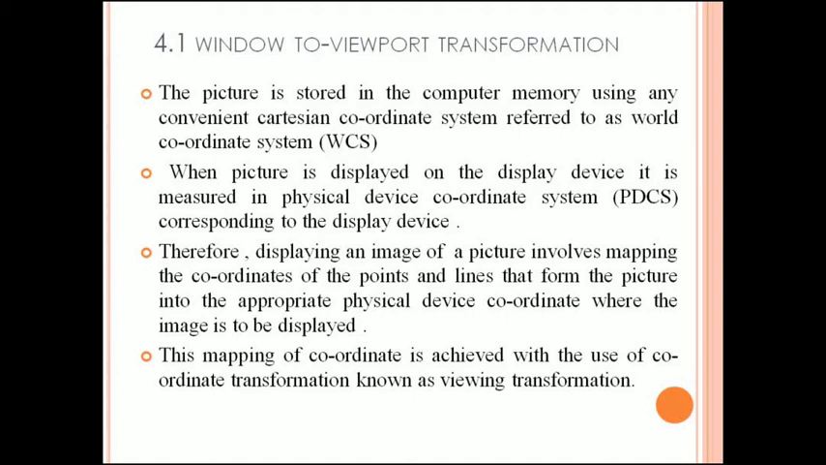That image is to be displayed on our display device, and this involves mapping the coordinates of the points, with x min, x max, y min, y max as our coordinate system. By using this coordinate system, we will display our interested or visible portion of the picture on a display device. This mapping of the coordinates is achieved with the use of a coordinate transformation known as the viewing transformation.